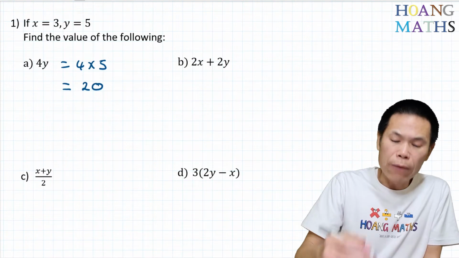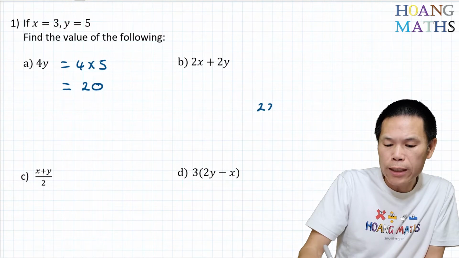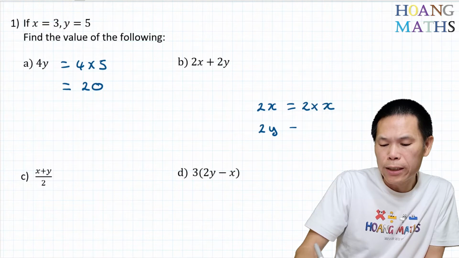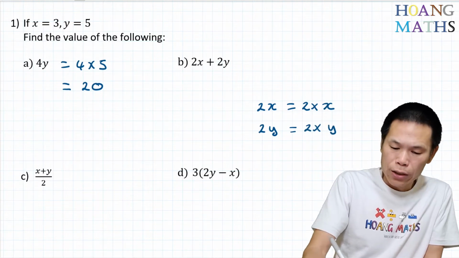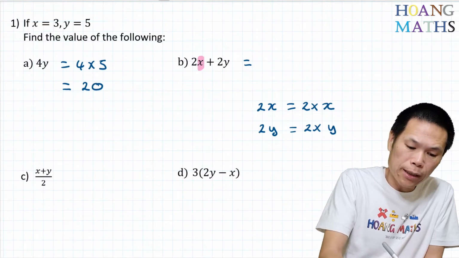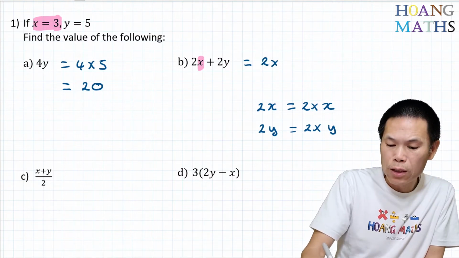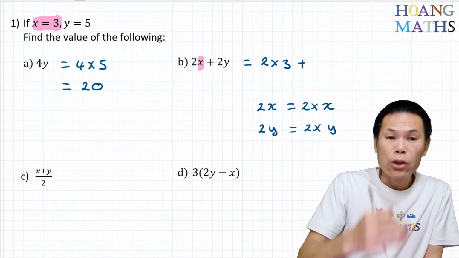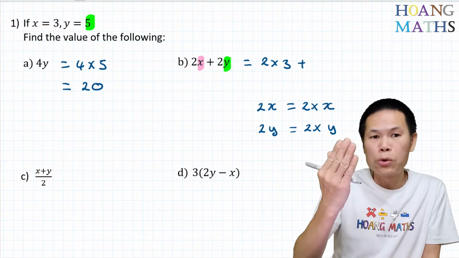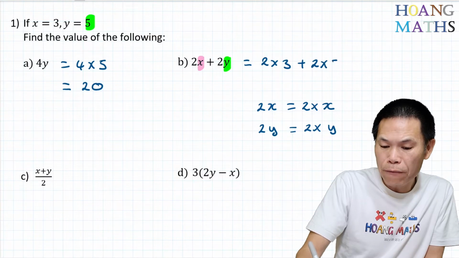Part B. We have 2 lots of x plus 2 lots of y. We know that 2x is equal to 2 times x, and 2y is 2 times y. So let me write on here. 2x, 2 lots of x. x is equal to 3, so we have 2 times 3. And we add 2y. In this case, y is equal to 5, so we have 2 times 5.